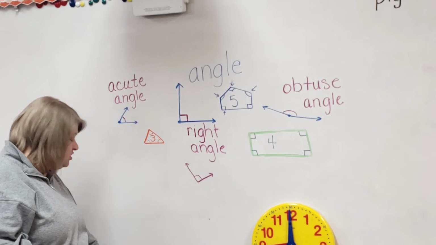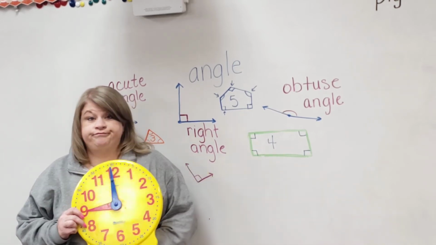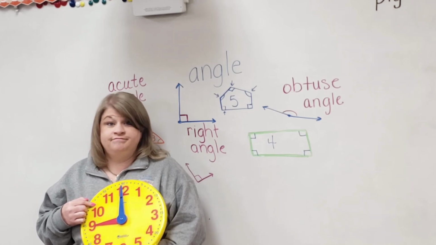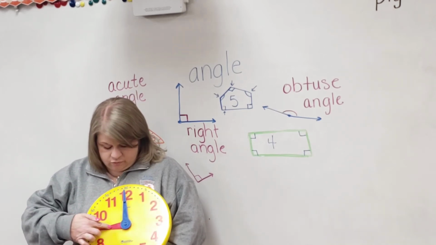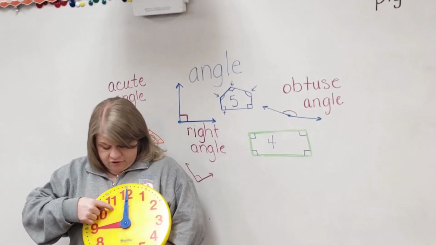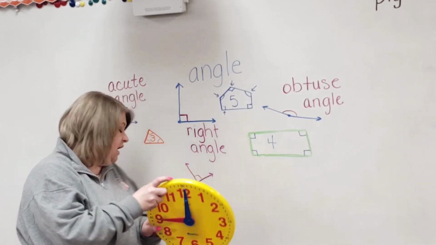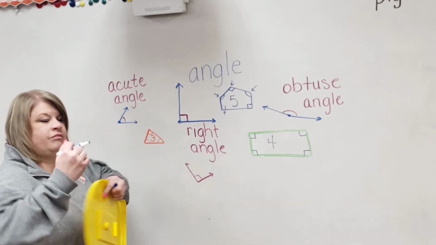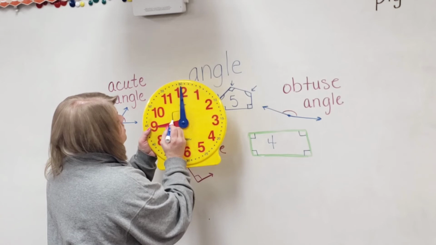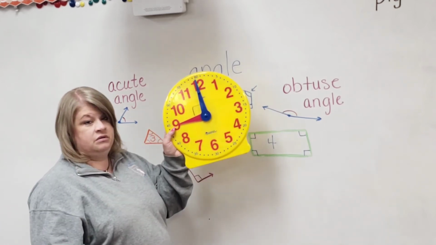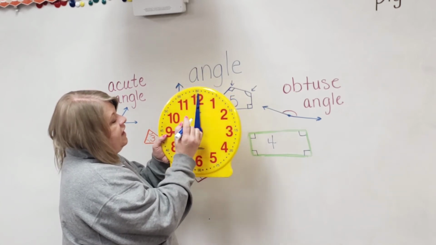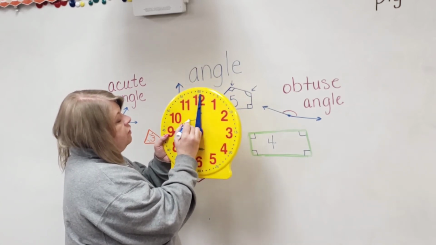Okay, very quickly, I want you to look at this clock. On your clock, you have angles. You do. Look at this right here. Do you know what angle this is? Can you put a square in it? Let's check it out. If I'm right here, can I make a square? Does that work? That is a right angle. It sure is.